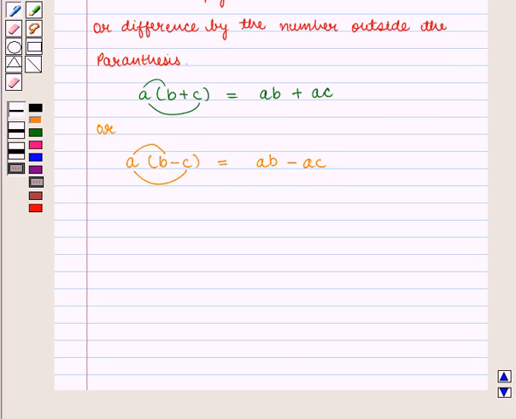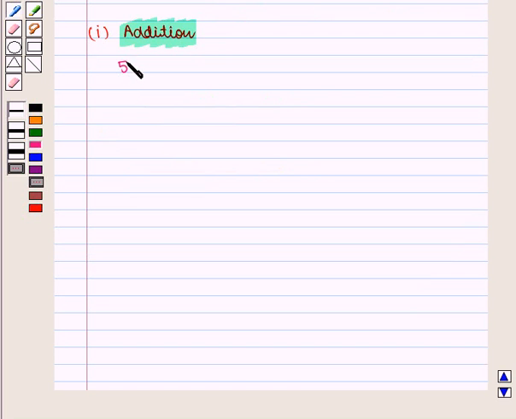Now let us take a few examples and understand these strategies to add, subtract, multiply, divide, factor, and expand linear expressions. Now let us consider 5x plus 3x. That is, 5x can be written as x plus x plus x plus x plus x, that is, adding x 5 times, plus 3x can be written as x plus x plus x. So here we get the total as 8x.